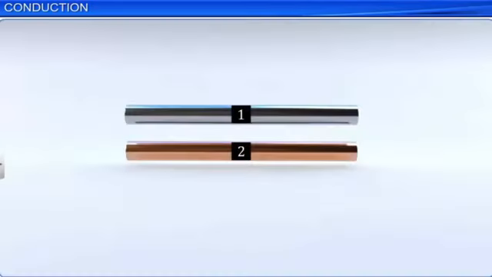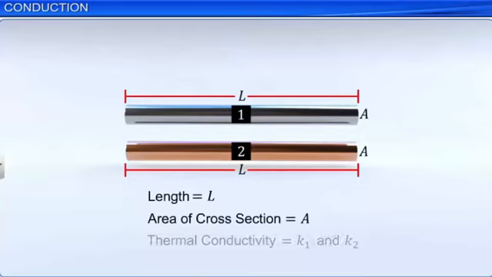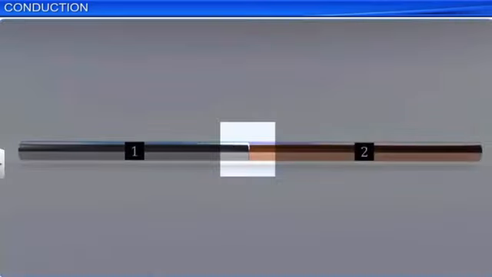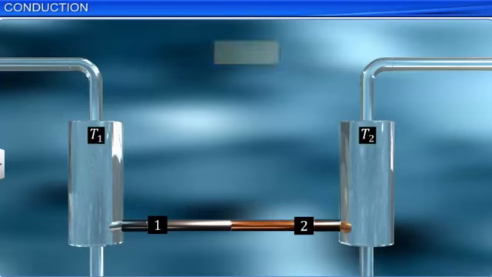Now consider two bars each of length L and a cross-sectional area A. The bars, made of different material of thermal conductivity K1 and K2 respectively, are soldered end to end, and the free ends are maintained at two different temperatures T1 and T2, with T1 greater than T2.